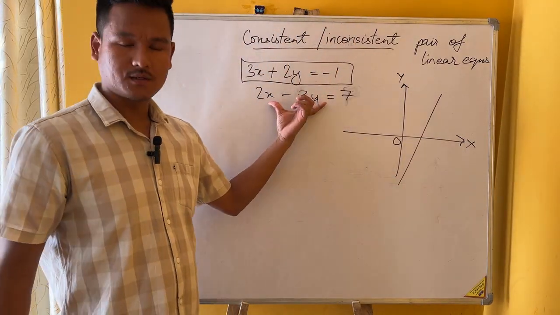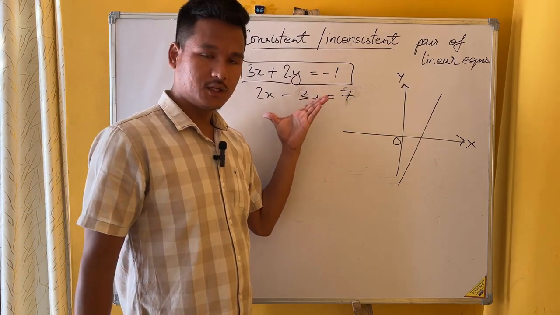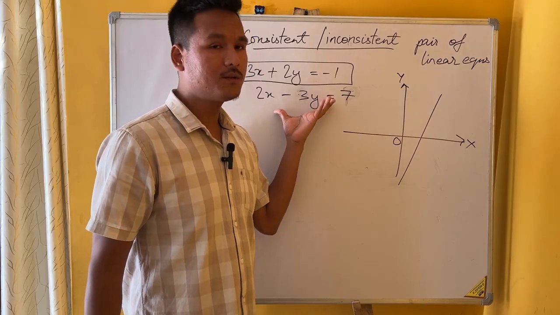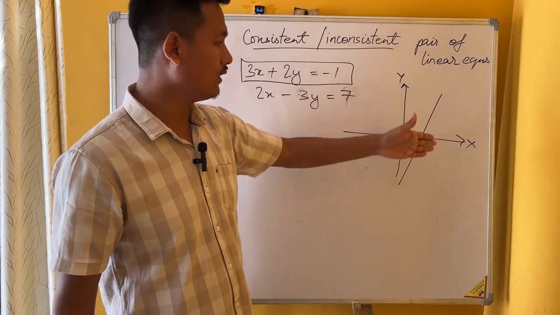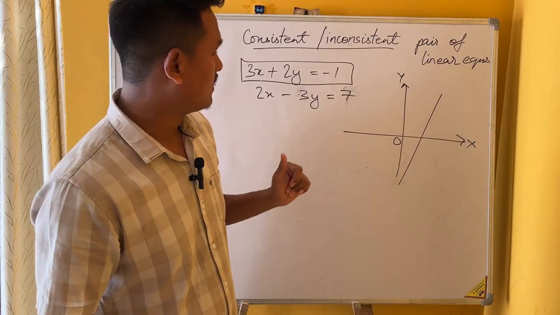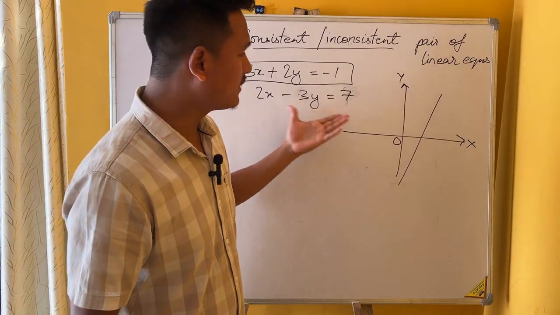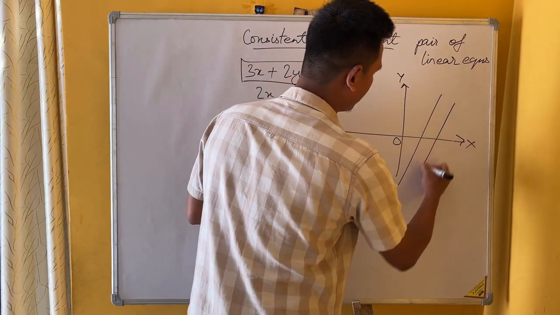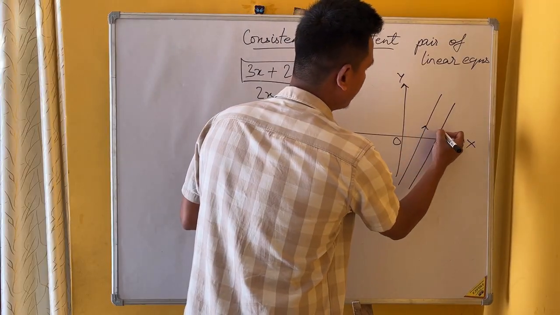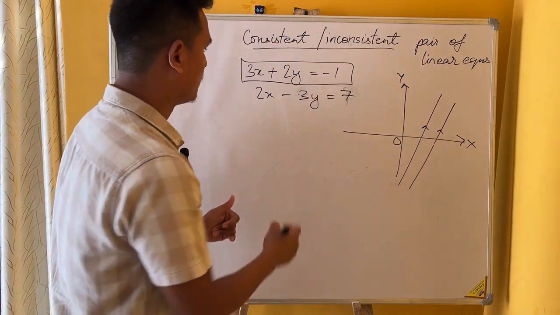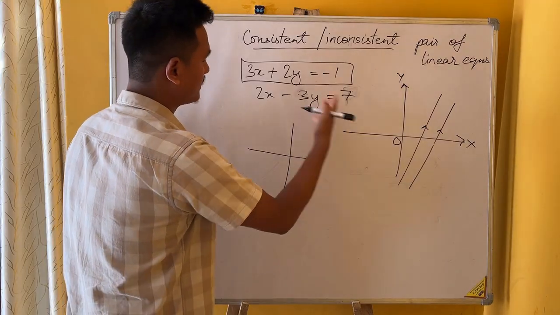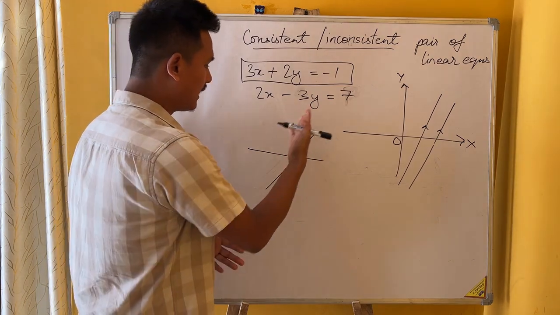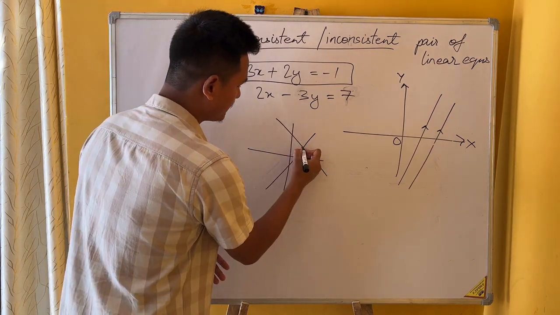What about this another equation? This one will also represent a straight line, but what are the possibilities of this straight line when we draw it in this graph? It can either be parallel to this line, which means they will never meet, or another possibility is, let's say this is the first line, the second line can intersect the first line at a point.